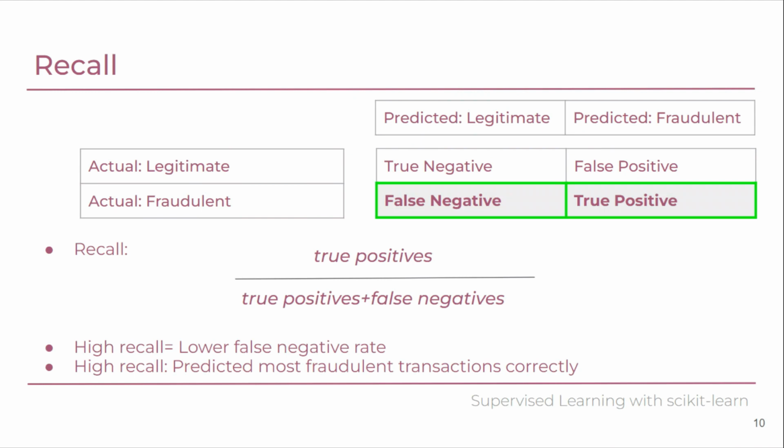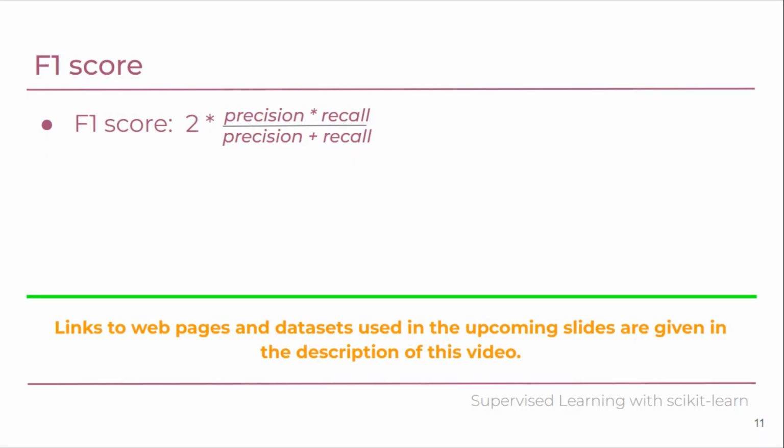Recall is the number of true positives divided by the sum of true positives and false negatives. This is also called sensitivity. High recall reflects a lower false negative rate. For our classifier, it means predicting most fraudulent transactions correctly. The F1 score is the harmonic mean of precision and recall. This metric gives equal weight to precision and recall, therefore it factors in both the number of errors made by the model and the type of errors. The F1 score favors models with similar precision and recall, and is a useful metric if we are seeking a model which performs reasonably well across both metrics.